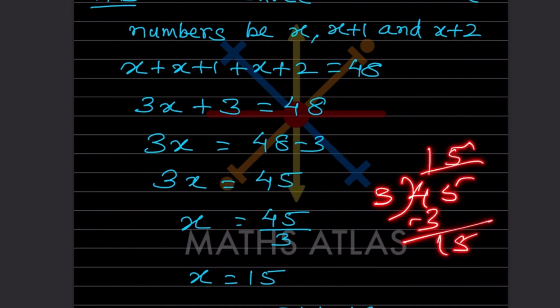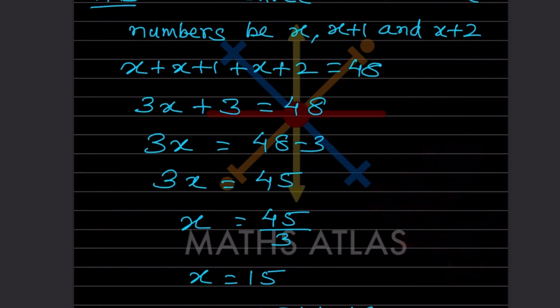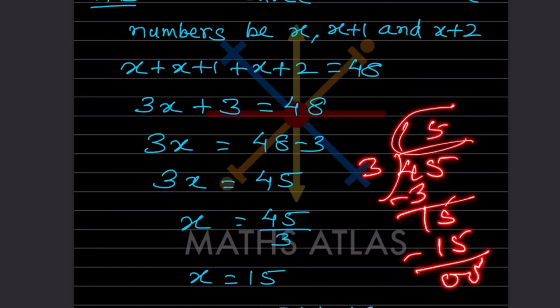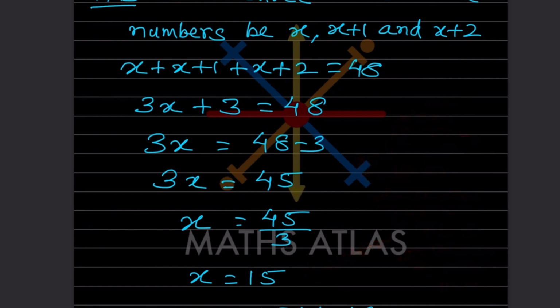If you don't know the 15 times table, okay? So this is going to be 15, which means 45 by 3. I'll write it again. 3 ones are 3. So this is 15. 5 threes are 15. So what is the answer? This is 15. So x is 15. Now you've got x is 15.